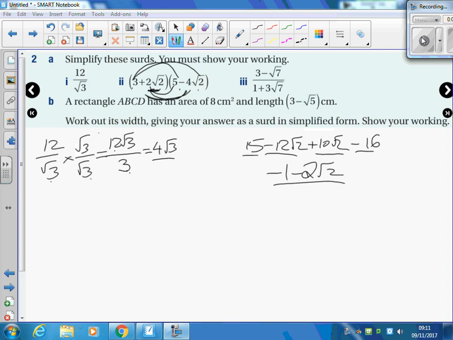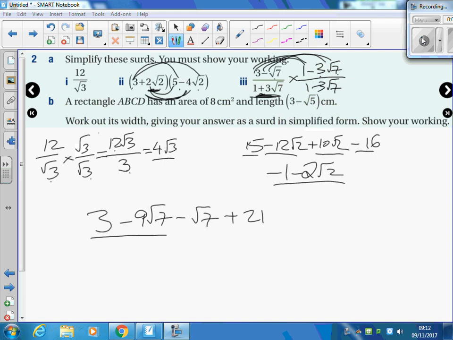For part 3 here, again, I'm rationalizing the denominator. What we're timesing by is 1 minus root 7 over 1 minus root 7. Remember, you just times by the same as we got at the bottom here, but you change that sign there. So working on the top there, I've got 3 times 1, which is 3, and I've got 3 of those, so minus 9 root 7's. I've then got root 7 of those, and the complicated one, root 7 times 3 root 7. Well, root 7 times root 7 is 7. 7 times 3 is 21. They're both negative, so I'm going to make it plus there.